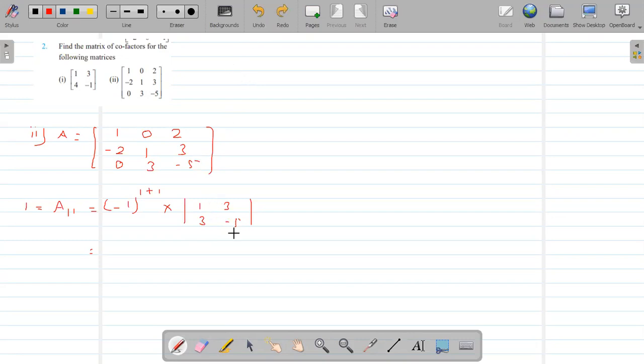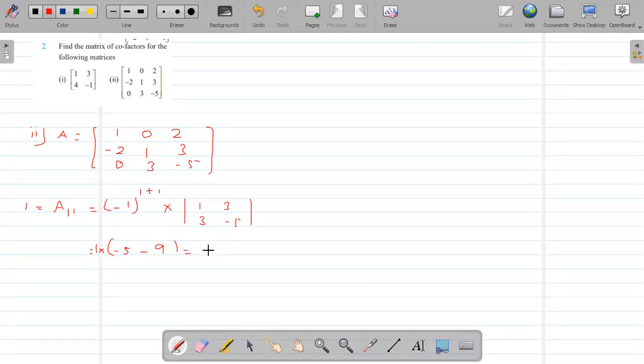So -5 multiplied by 1, how much? It's -5. In the middle, there will be a minus sign. 3 threes are 9. Okay, everybody understood? There is a +1. We don't need to write this +1. So -5 minus 9, how much?